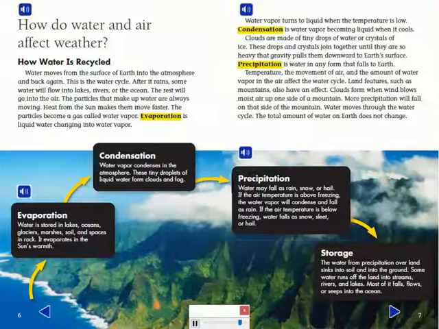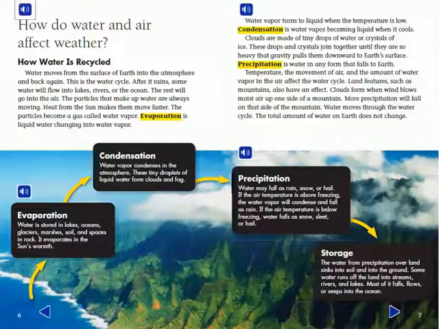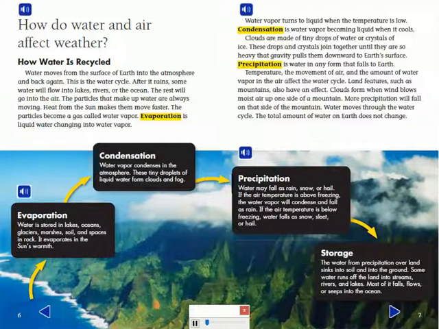Evaporation is liquid water changing into water vapor. Water vapor turns into liquid when the temperature is low. Condensation is water vapor becoming liquid when it cools.